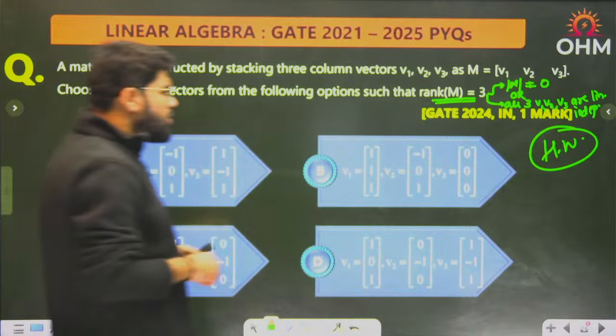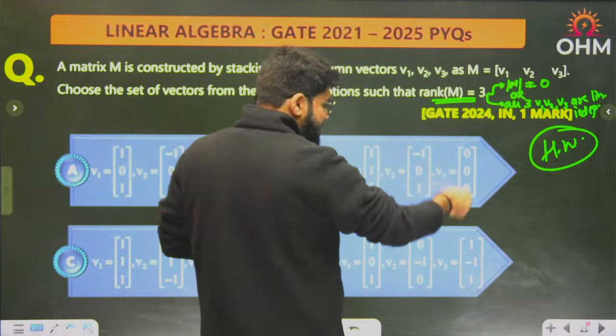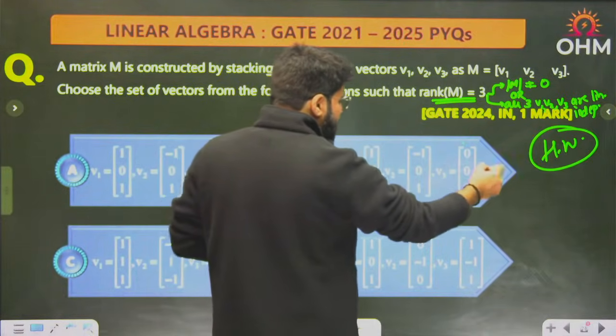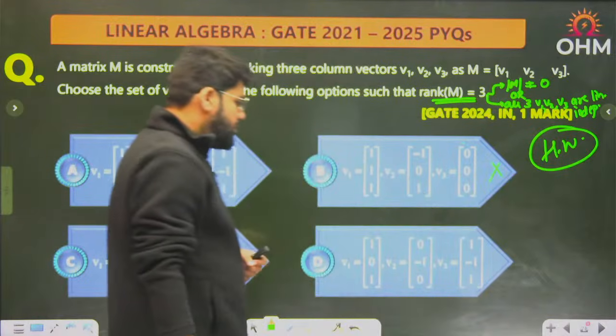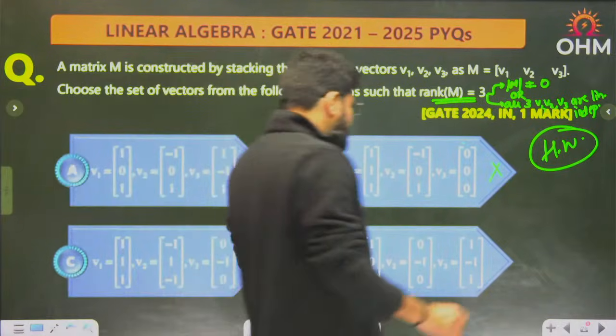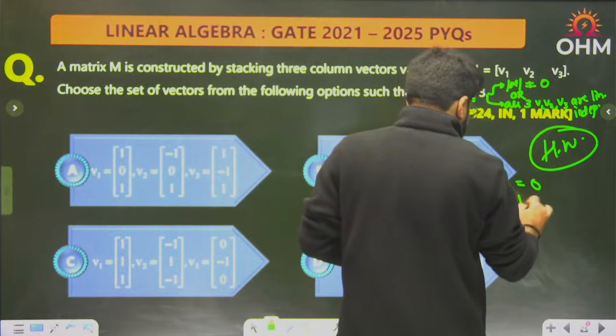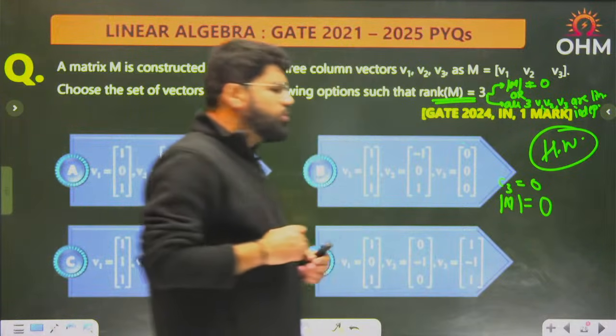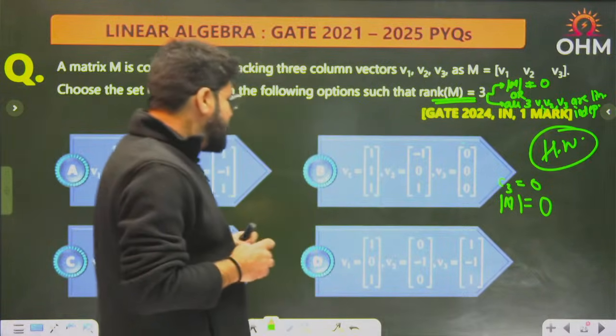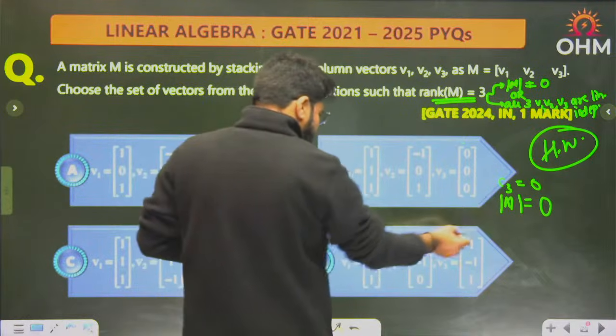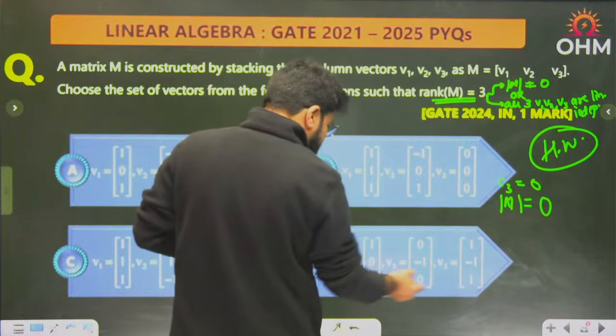Now see, some hints also I'll give you. When you form the matrix, if an entire column is 0, the determinant is 0. So this cannot be the answer. Entire column C3 is 0, the determinant is 0. Option D, if I show you, when you add 1 plus 0, 1. 0 plus minus 1, minus 1. 1 plus 0, 1.